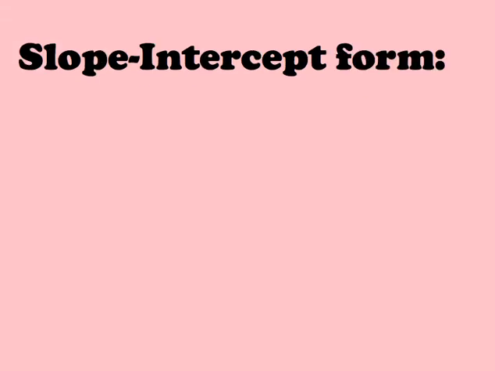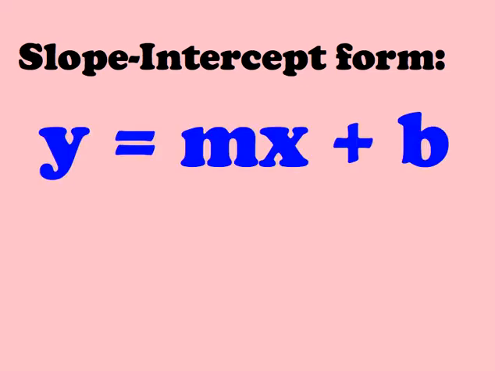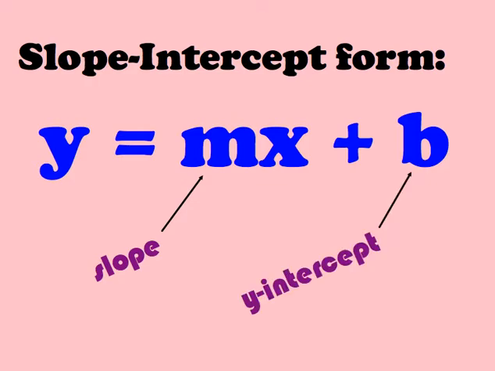Next we have slope-intercept form. What does slope-intercept form look like? y = mx + b, which we should be fairly familiar with from Algebra 1. Remember that m is the slope and b is the y-intercept.